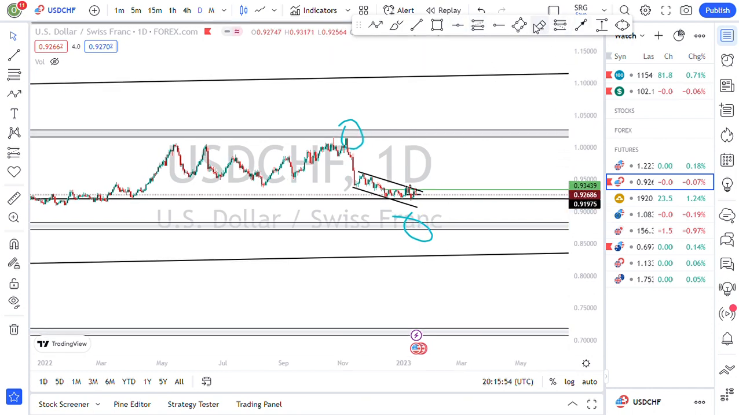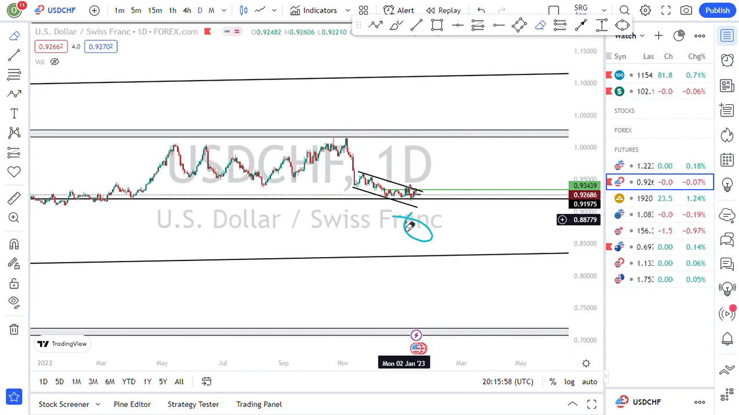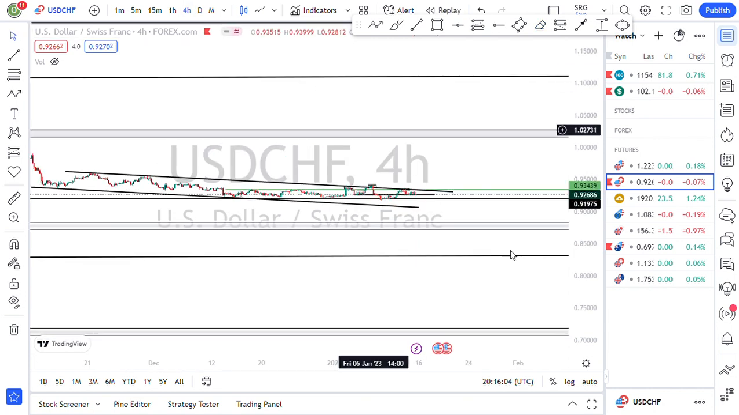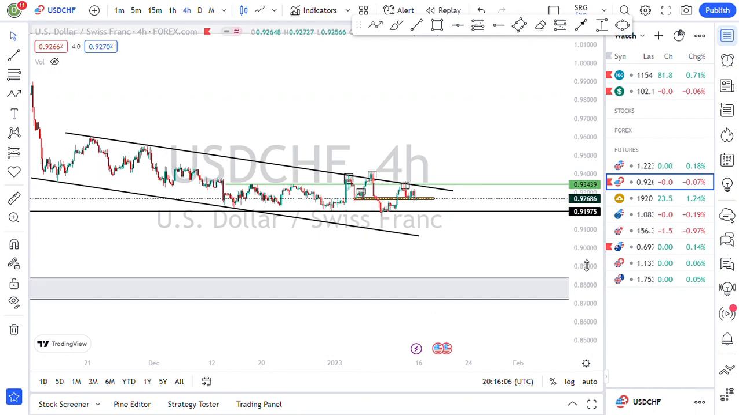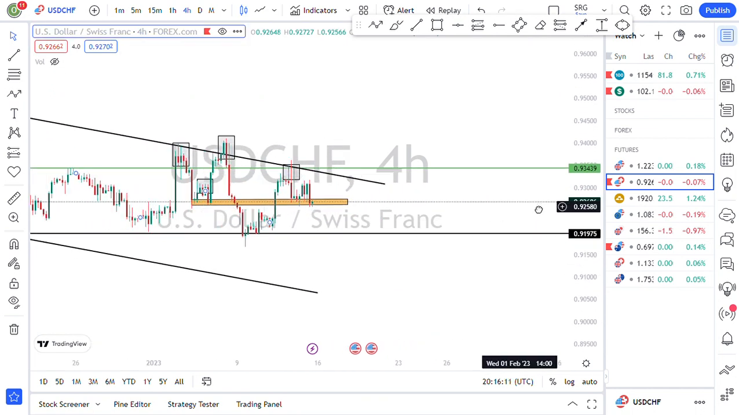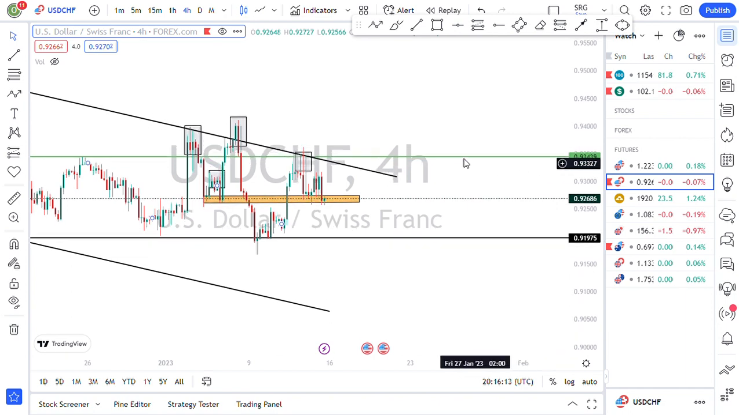So looking at this bigger picture, now let's come back to the 4-hour time frame, and then let's look at what the market is trying to do now. All right. So we can see the bigger picture over here.